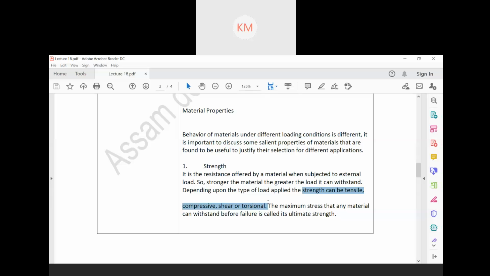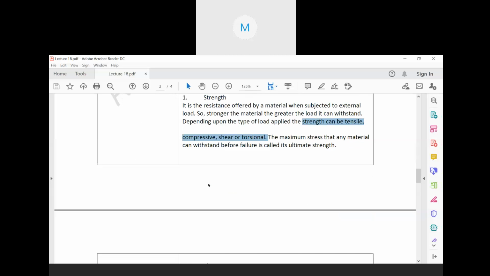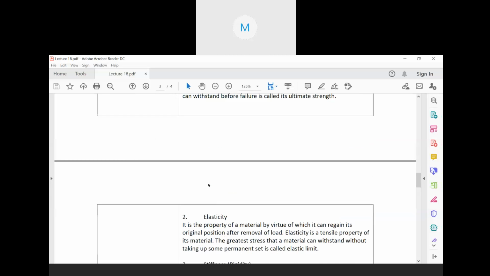Now, what is ultimate strength? It is the maximum amount of stress that a material can withstand before failure. Suppose the stress that is being applied to a material just before breaking, that is, the amount of stress it can bear or resist just before breaking, is known as ultimate strength. Now the next topic is elasticity.